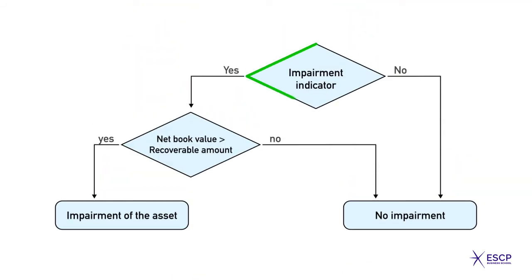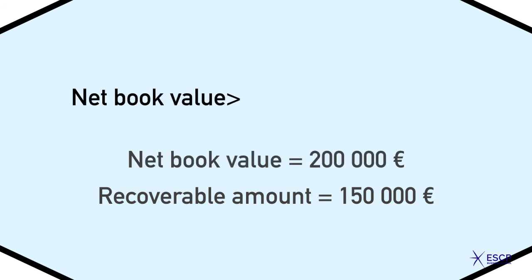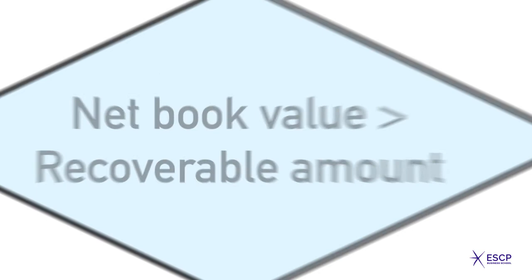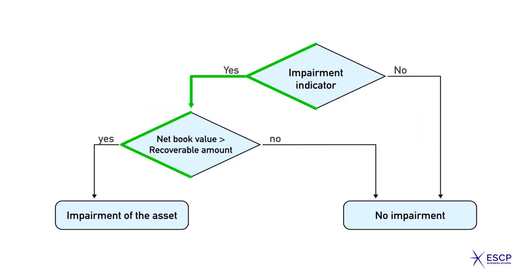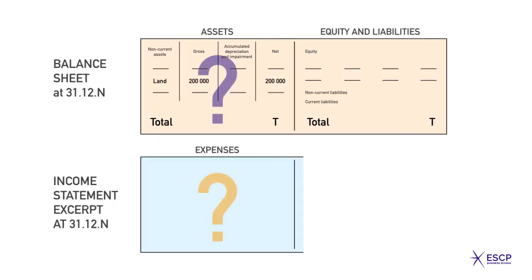There is indeed an external indication resulting from the closing of the highway exit, which causes a fall in the value of the land. Its recoverable amount is its market value of $150,000, which is also the value in use, since the land does not generate any cash flows other than what will be generated by its sale. In your opinion, what is the impact of this new situation on the year-end financial statements? You have 10 seconds.